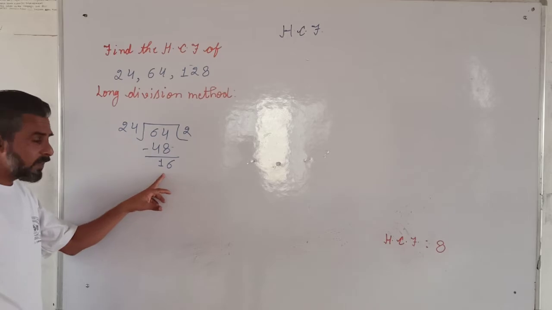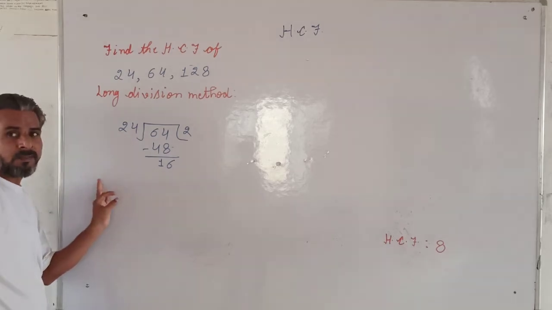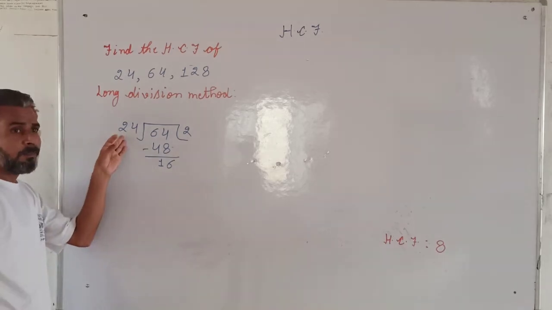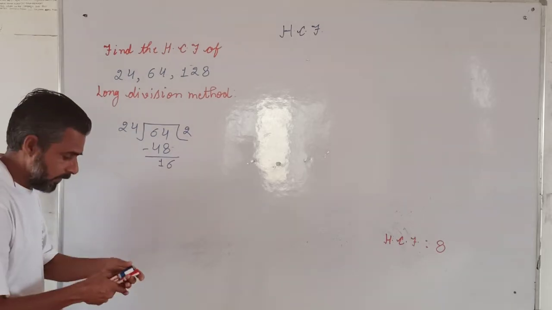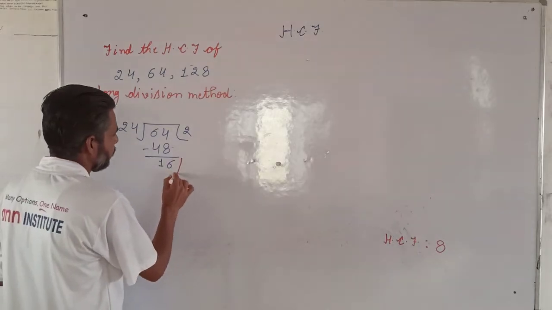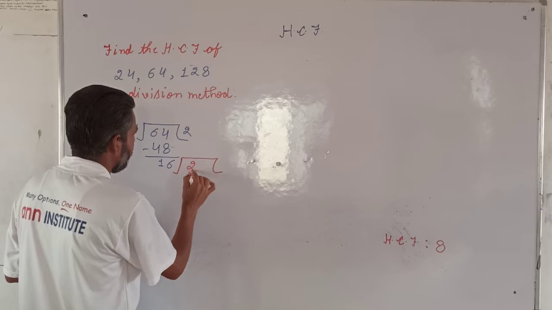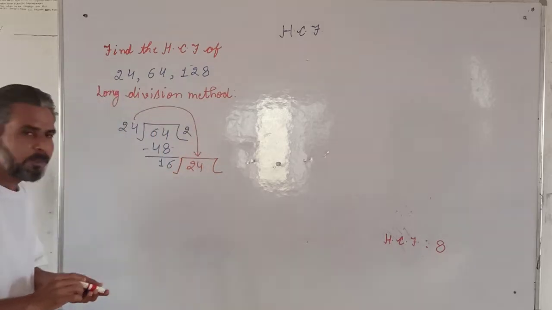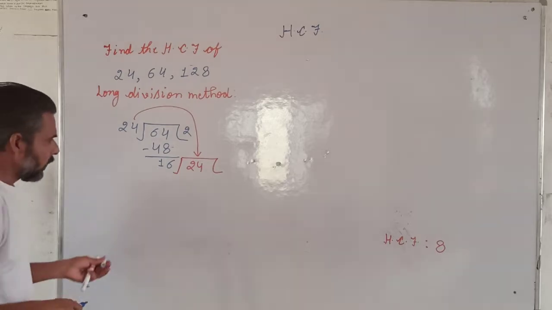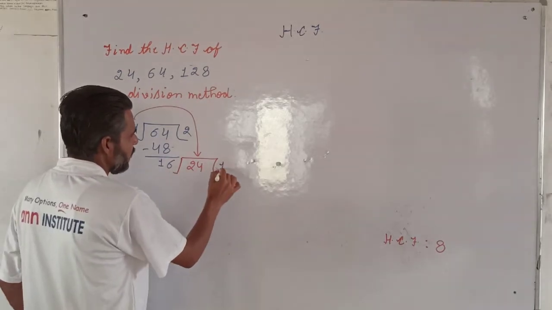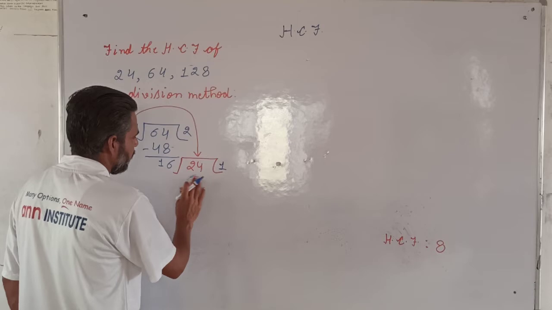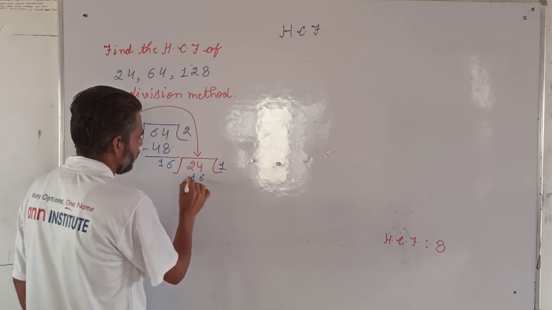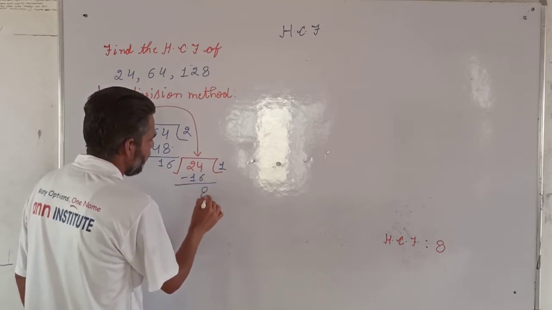Now the remainder will become the divisor. And what was the divisor previously will become the dividend. Now this 24 will come here. Now it becomes the dividend. Now 16 divides 24. Now what is remaining? 8.